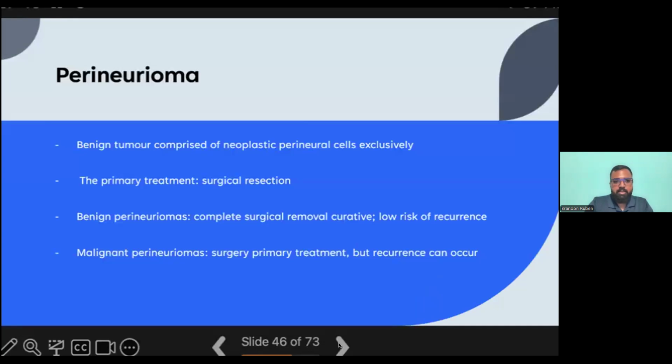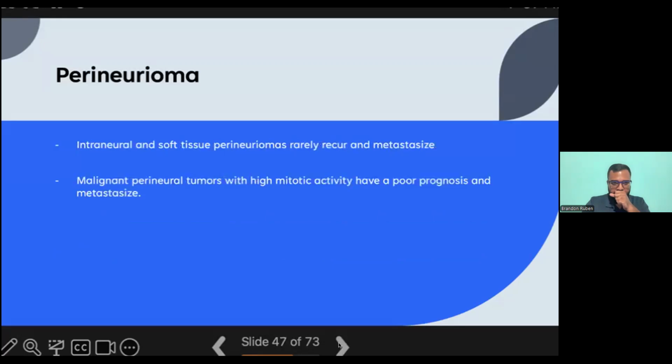Perineurioma. These are benign tumors comprised of neoplastic perineurial cells exclusively. Primary treatment is surgical resection. With benign perineuriomas, complete surgical removal is curative with a low risk of recurrence. For malignant perineuriomas, surgery is the primary treatment, but recurrence can occur. Intraneural and soft tissue perineuriomas rarely recur and metastasize. Malignant perineurial tumors with high mitotic activity have a poor prognosis and can spread distantly.